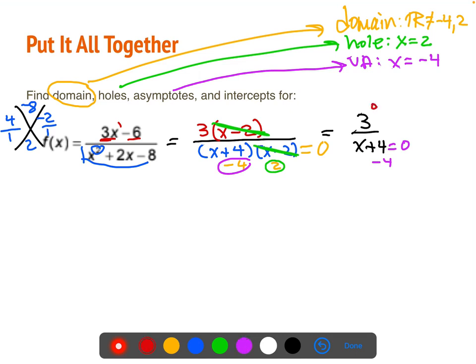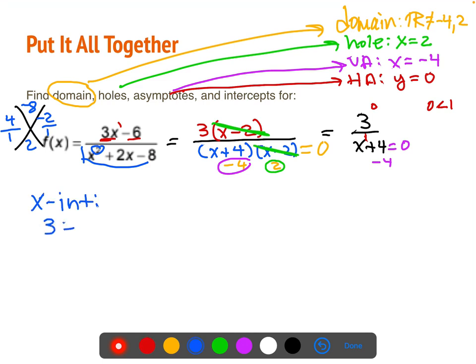And I need to also go and look at this guy and see what my HA could be. Now, HA, we find that by looking at the degree of the top, degree of the bottom. 0 is smaller than 1. So that means my HA is at 0. That means the top and bottom are separated by a dashed or invisible line at 0.